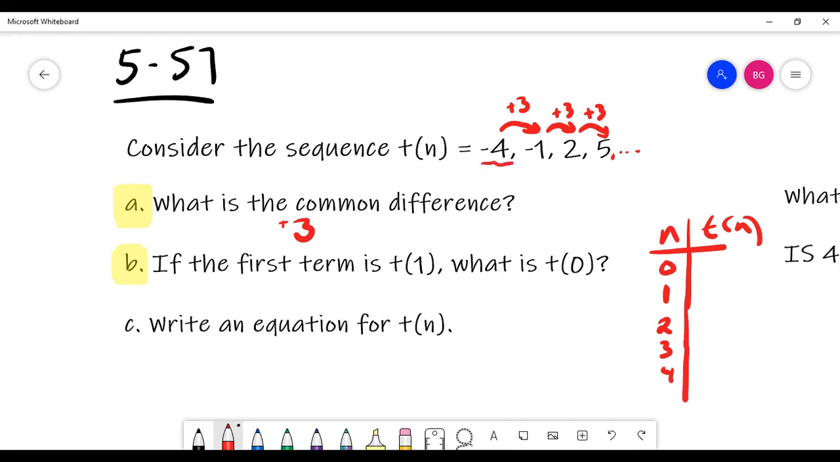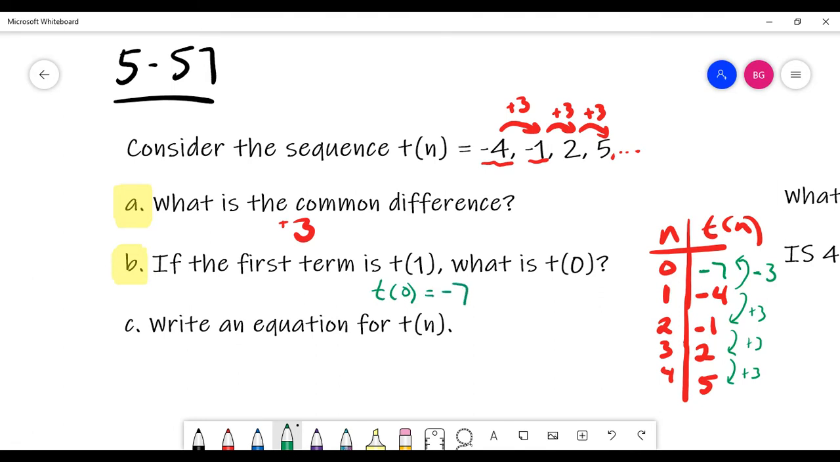But we know the first term in our sequence is -4. Our second term was -1. Our third term was 2. The fourth term was 5. And we know we were plussing 3 every single time to get to these next terms. So that's how we're getting to our next term. Now, we're going to go backwards, though, to go from 1 to 0, which means we have to do the opposite of plussing 3. So I have to subtract 3. So -4 minus 3 is -7. So t of 0 equals -7 in this case. So our 0 term is -7.